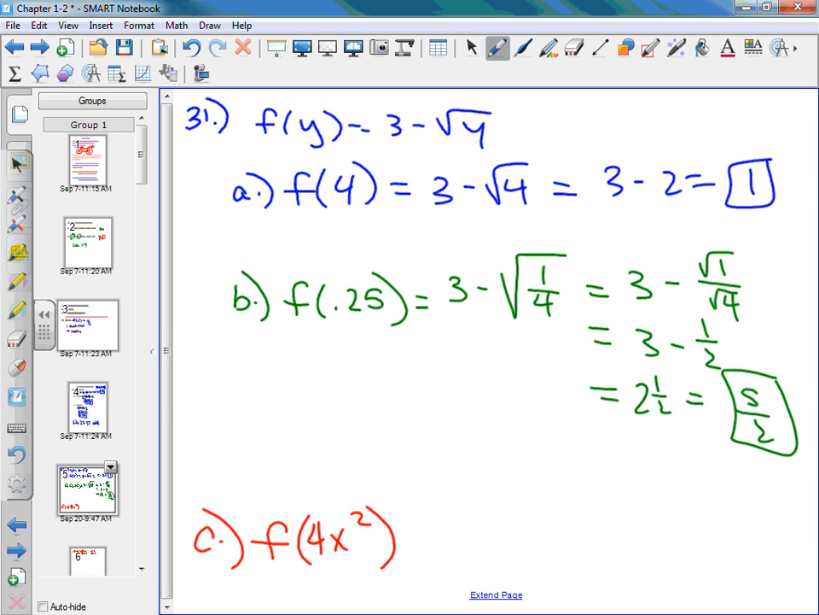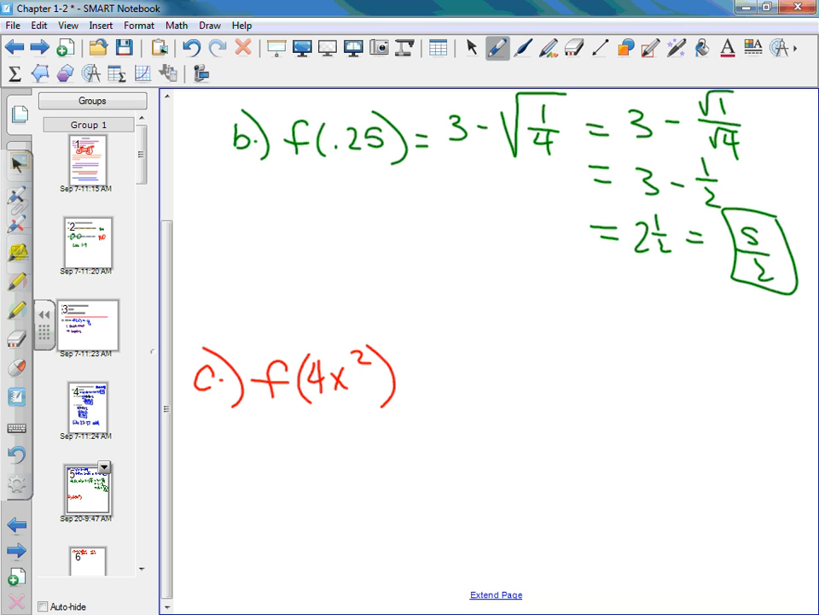Square root of 1 is 1, the square root of 4 is 2. 3 minus 50 cents is $2.50. $2.50 is 5 over 2 as an improper fraction. We good? And the last part is part C. Now what do we do? Plug and chug.